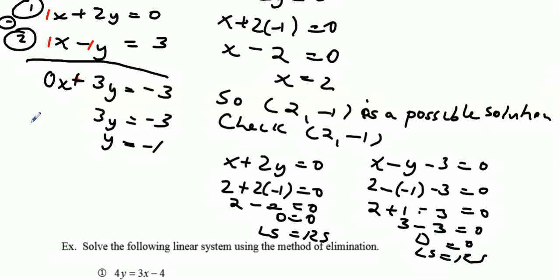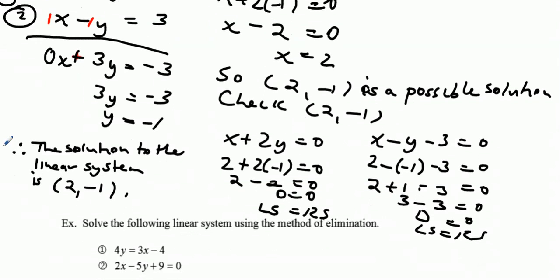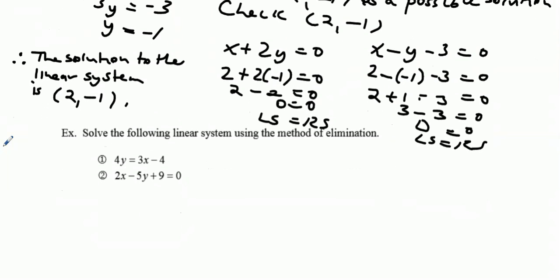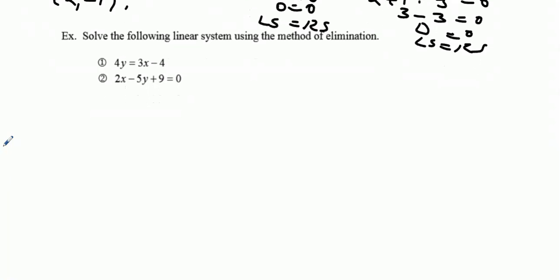And then I'll just go over here to say, therefore, the solution to the linear system is 2, negative 1. Okay, so those were pretty straightforward examples. Hopefully you got that solution. And we're going to go a step further now with a system that's slightly different.